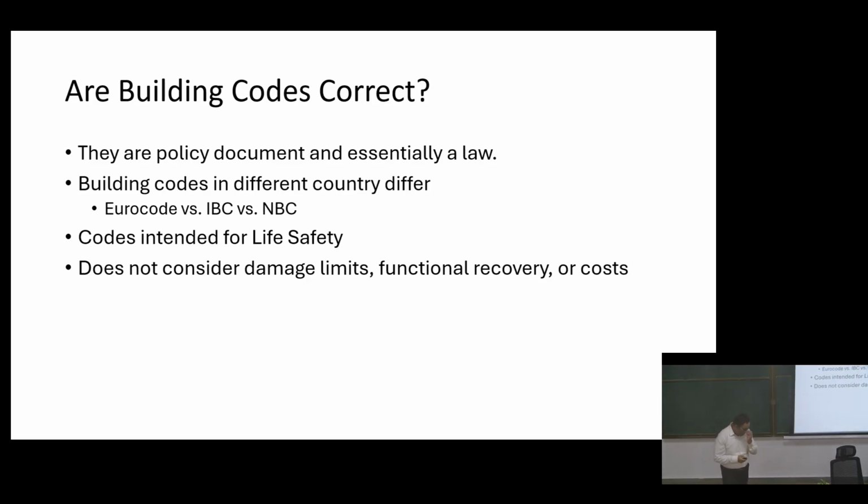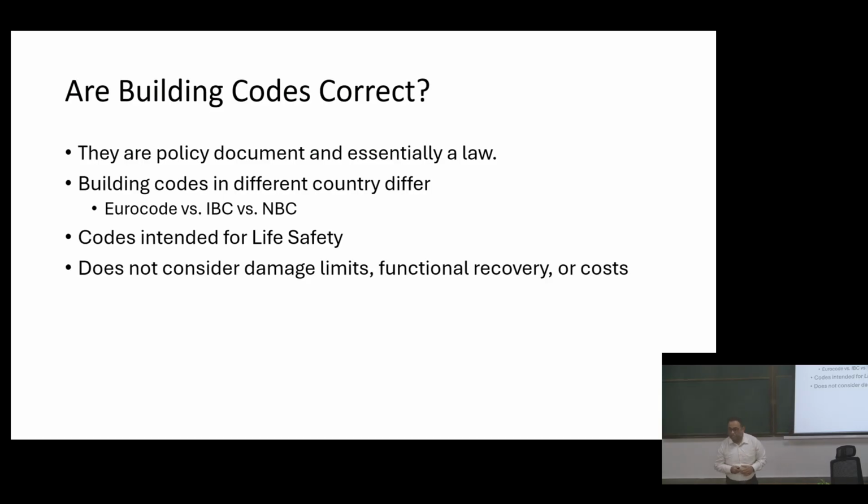And as Shimali sir said, codes generally are intended for life safety. They do not have any other performance parameters, right? Generally, life safety is the main function of a building code. It does not consider damaged states or functional recovery or cost of repair or cost to rebuild in that sense.